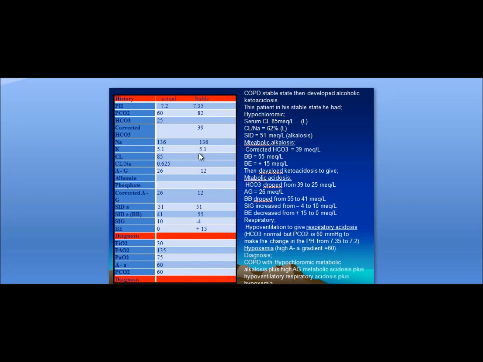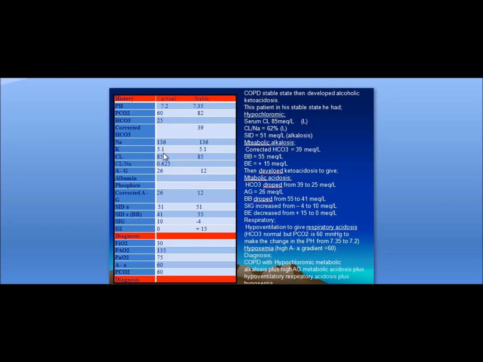having hypochloremic metabolic alkalosis. What happened? He developed starvation or alcoholic ketoacidosis. Fixed acids neutralized bicarbonate, so bicarbonate dropped from 39 to 25. This is the normal value, but it dropped from this value to that. So he developed metabolic acidosis.